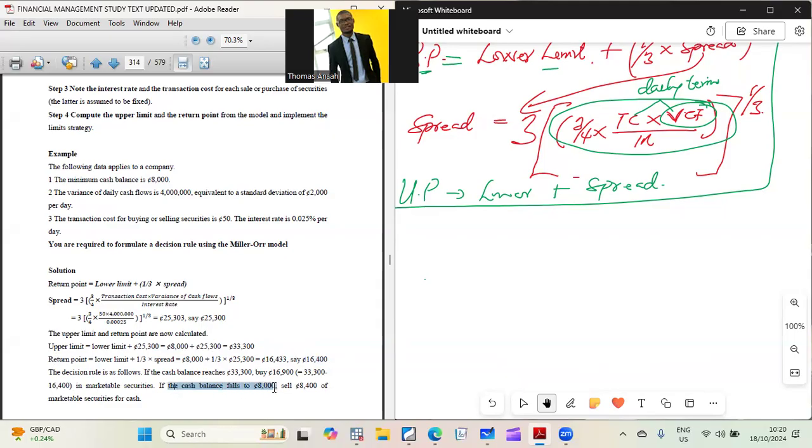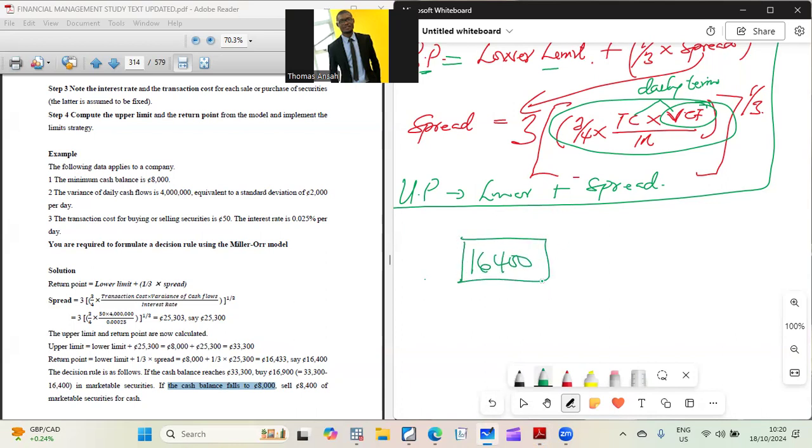But if cash falls below 8,000, then it means that you need to get to your return point. So your return point is 16,400. So it means this is the point where you can come to or you should get to. So if your limit is 8,000, then it means that you need to save an additional 8,400 to be able to get to it. But if you are also at 33,300, then it means you can spend out of this an amount to get to this. So how much can you spend? That is what you have as 16,900. So that is all that it is trying to say.